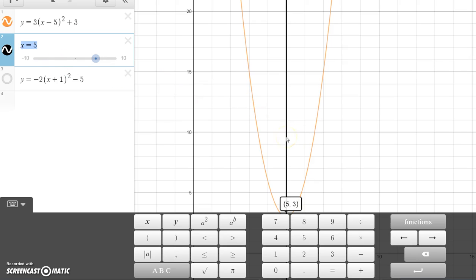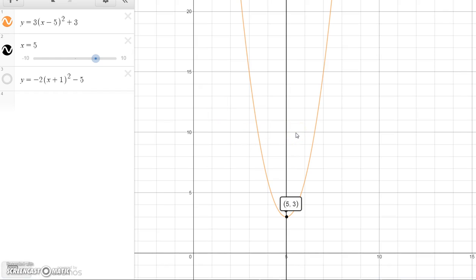Now the axis is not part of the graph. It's just a tool that we can use to get an idea of the symmetry. So notice that this half of the graph is symmetric to this half over here, and they're symmetric about this line, x equals 5, and that's what this black line is.